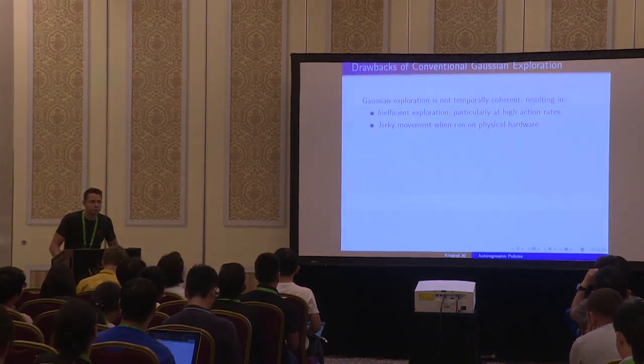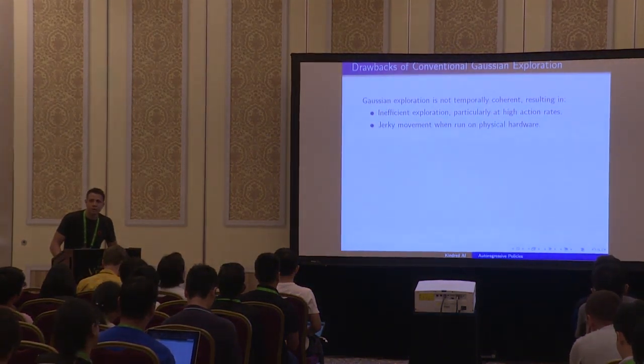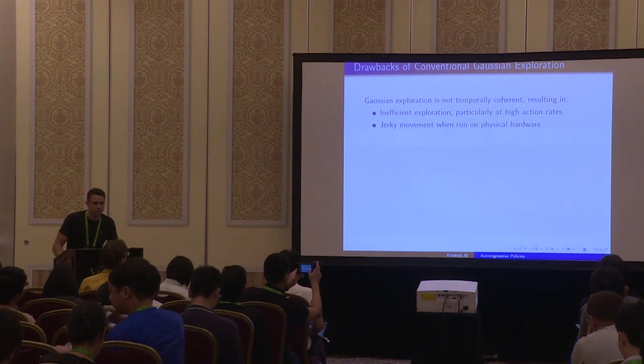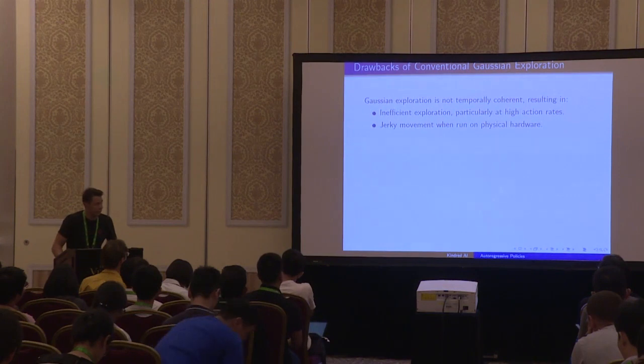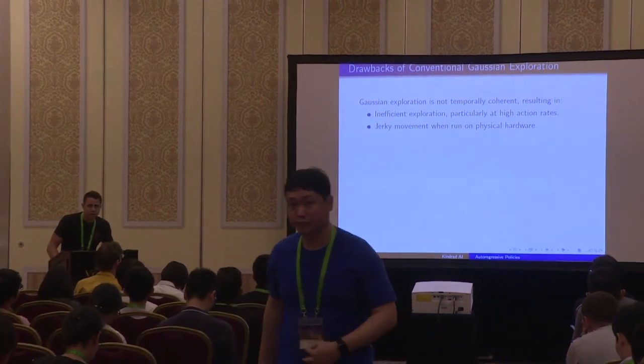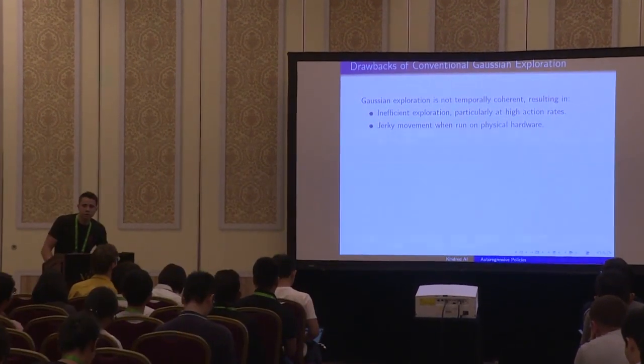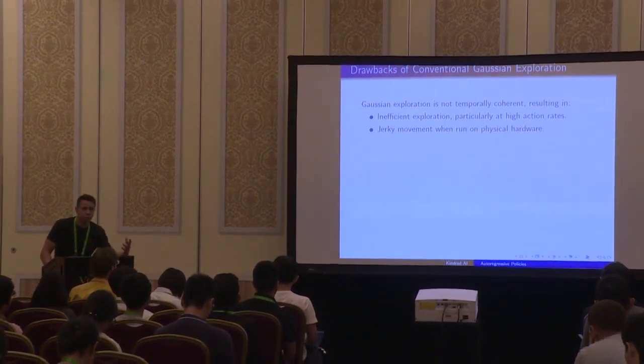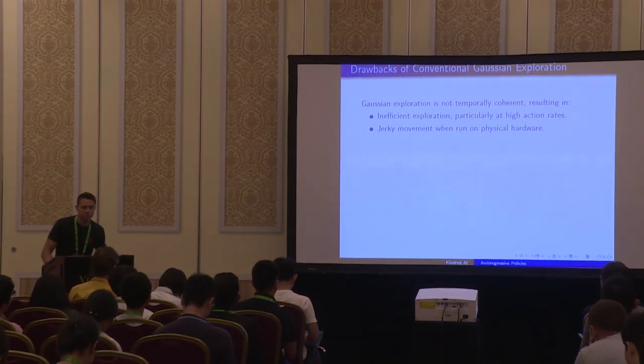And the problem is that of temporally consistent exploration in continuous control reinforcement learning. Traditional Gaussian exploration model is not temporally consistent, and that leads to two major issues. The first issue is that it does not provide effective exploration in many environments, and its efficiency drops even further as the action rate increases. The second issue is that it results in non-smooth exploration trajectories and jerky movement when attempted on a physical robot. That leads to hardware damage and precludes us from running physical robots at high speeds.